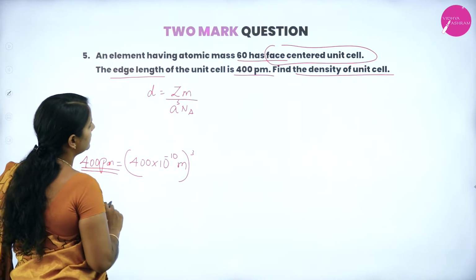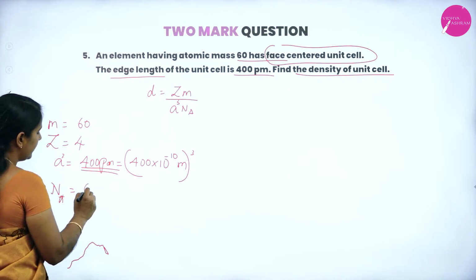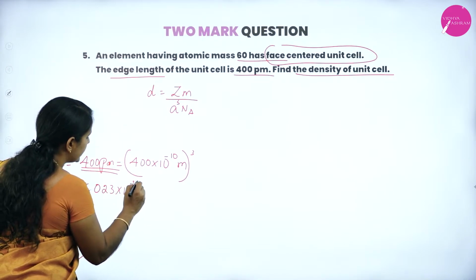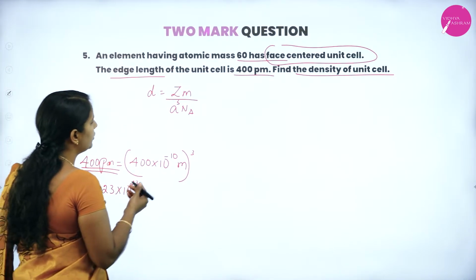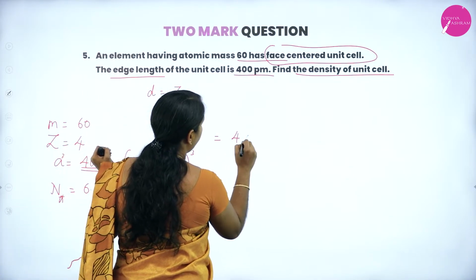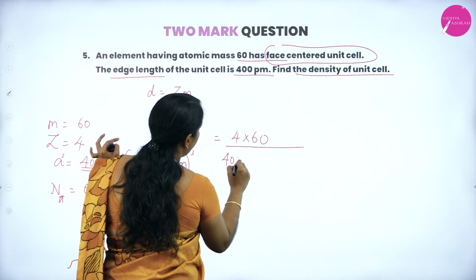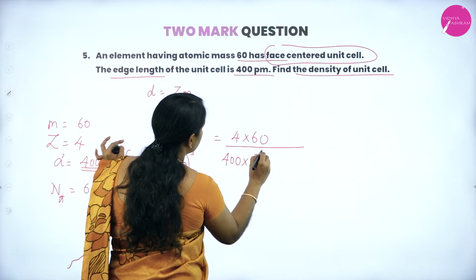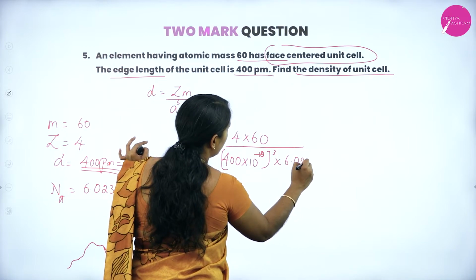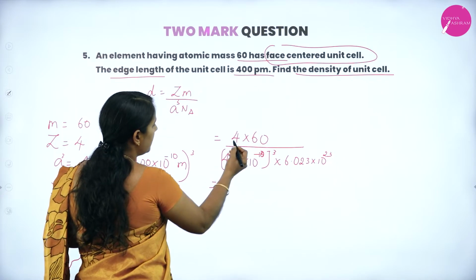Okay. Next, find the density, and we know the Na value, that is the Avogadro number, 6.023 into 10 to the power of 23. Okay. Now just substitute into the above equation. What is Z here? 4 into 60, divided by, what is A cube now? 400 into 10 to the power of minus 10 whole cube into 6.023 into 10 to the power of 23. Okay. Just multiply these two.